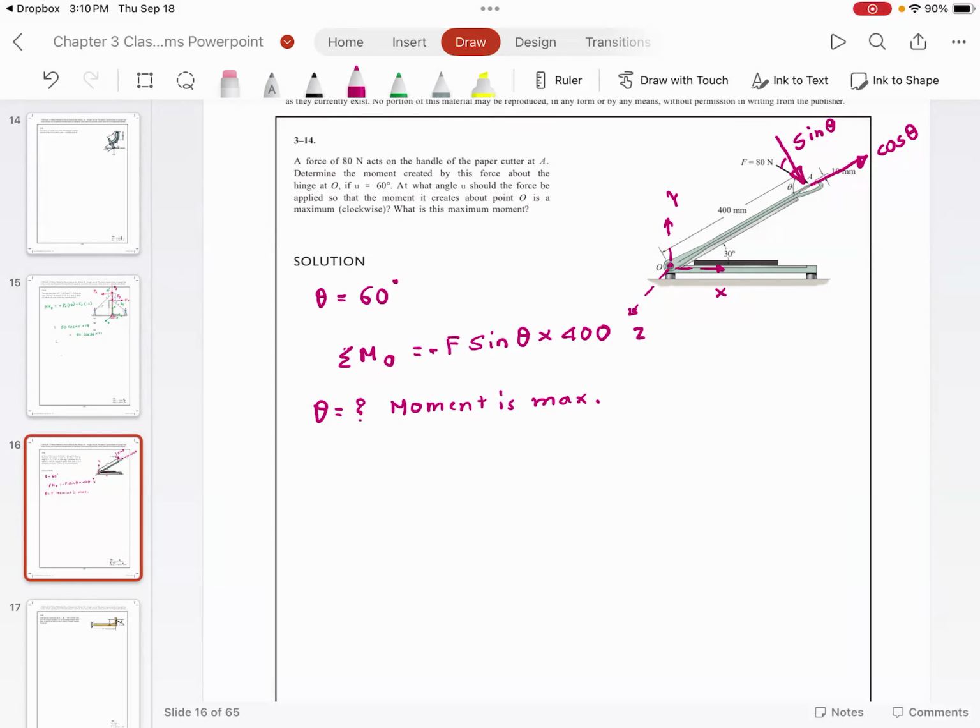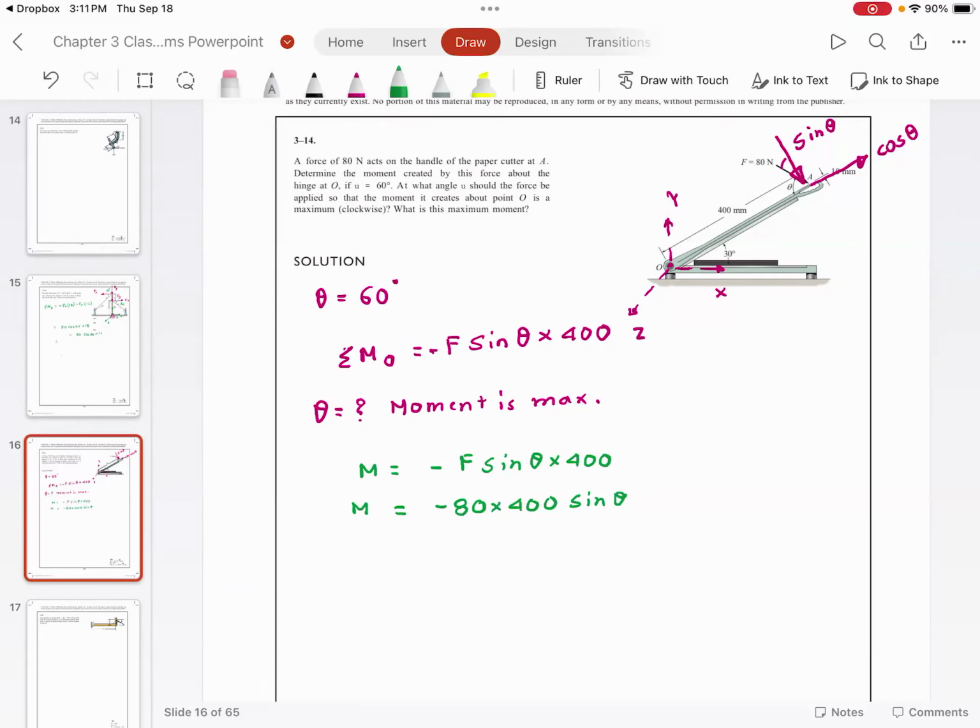So here is the equation. The equation here is moment, and I want you to remember this. This is an important equation. Moment is equal to minus F sine theta multiplied by 400, where please note F is a number, so it is minus 80 times 400 sine theta is equal to moment.